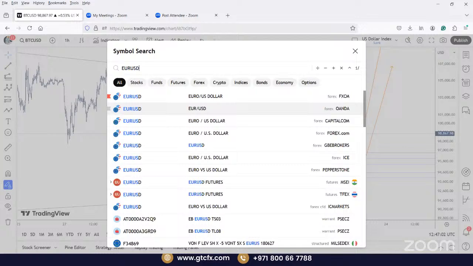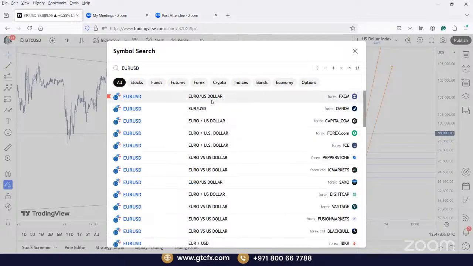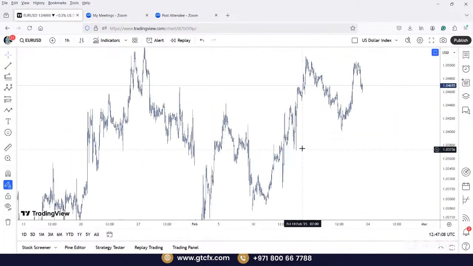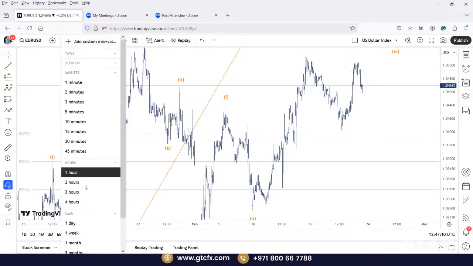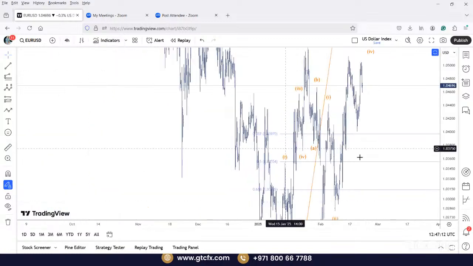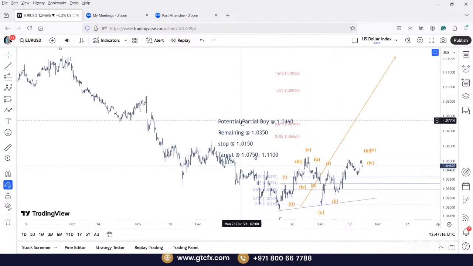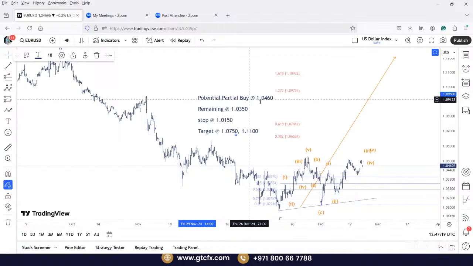Euro USD potential trade setups are as follows. Partial longs were recommended around 1.0460, with potential partial longs remaining around 1.0360 and 1.0350, a 100 points difference. Stop loss recommended 1.0150 and potential targets 750 and 1100.